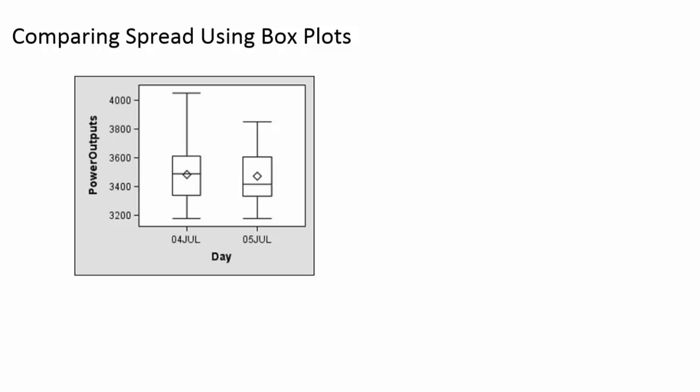Box plots are often used to compare 2 different distributions of data. We see that the 4th of July data has a larger range because the maximum and minimum are further apart. But their interquartile ranges, or IQRs, are about the same. The middle 50% of the data for July 4th and July 5th are about the same distance apart.